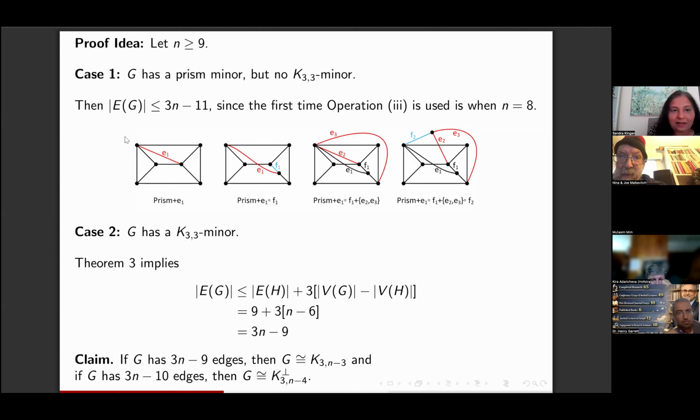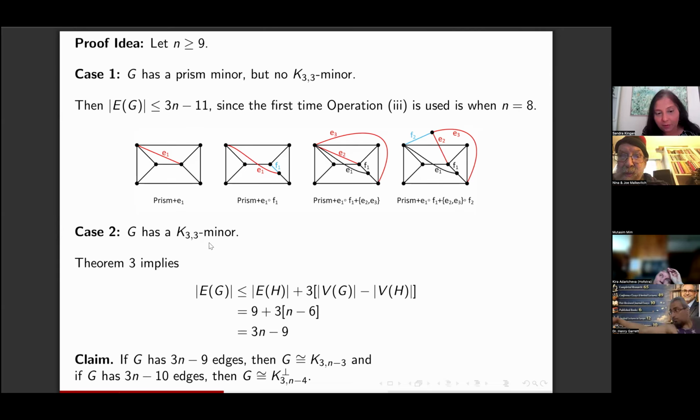So what's the proof idea? Well, if G has a prism minor but no K33 minor, then you can show that E(G) is less than or equal to 3n minus 11, because the first time operation 3 is used is when n equals 8. We saw that in an example on a previous slide. There's a little bit of a detail here, but the first time operation 3 is used is when n equals 8, and from that you get that E(G) is actually less than 3n minus 11.